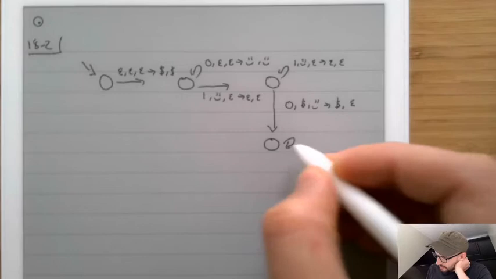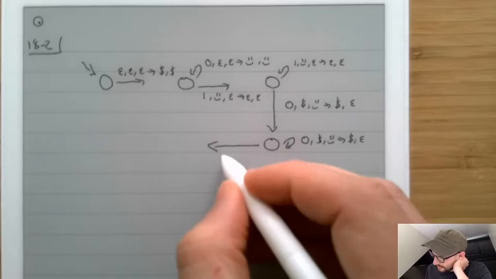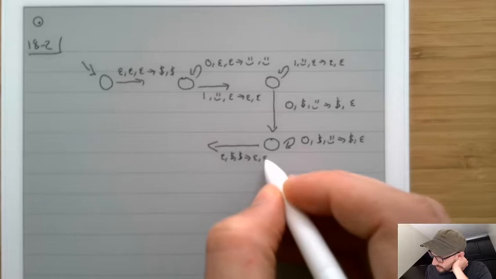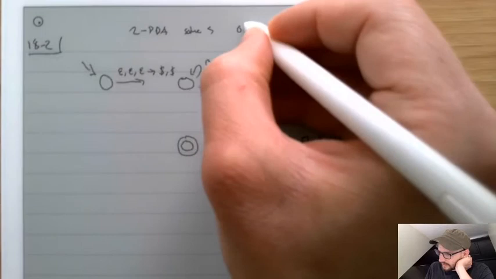And then in this state, if we see a zero, a dollar sign, and a happy face, then we'll leave the dollar sign and pop off the happy face. And then if we see an epsilon, a dollar sign, and a dollar sign, then we'll pop off both of the dollar signs and go to an accepting state. Now this 2-PDA solves the 0^n 1^n 0^n problem.